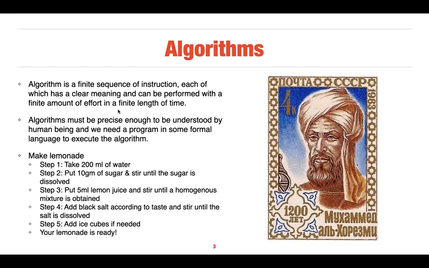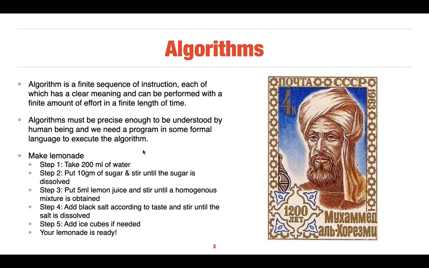And do you know the word algorithm comes from Al-Khwarizmi? The photo is shown here. He was a Persian mathematician. From his name, the word algorithm came. Algorithms are steps which we give to the computer. These should be precise enough, and also should be understood by human beings.